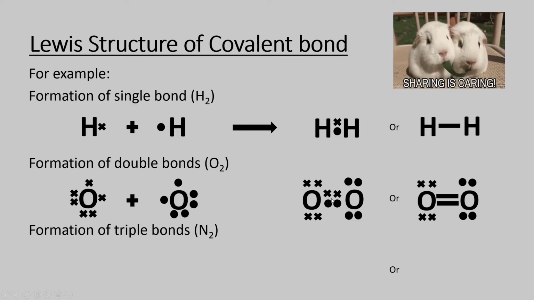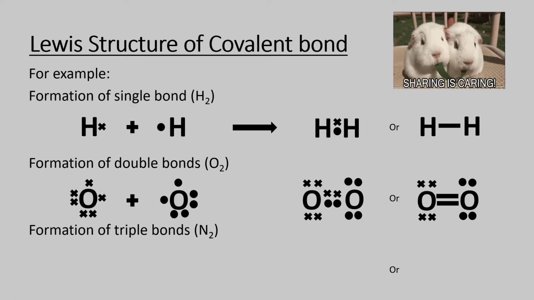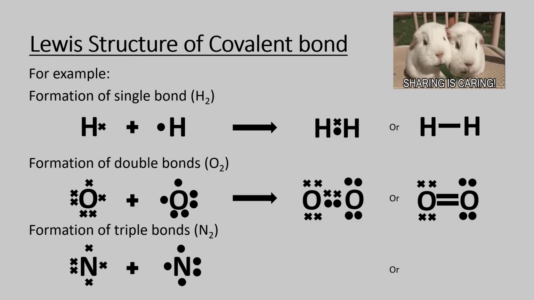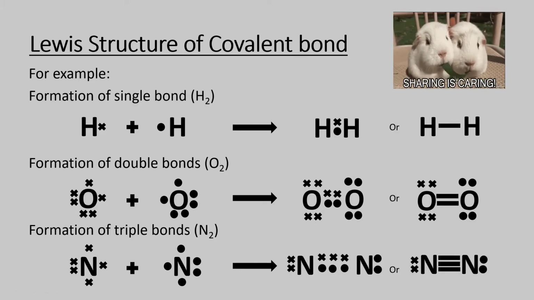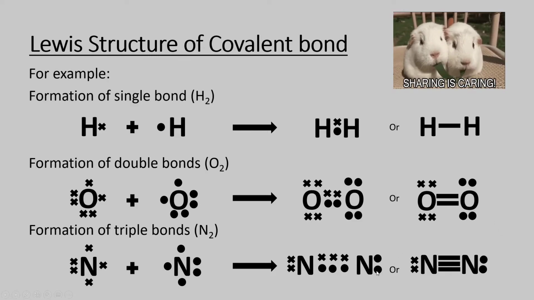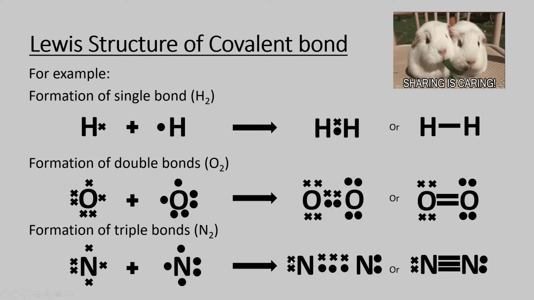For a triple bond, take nitrogen gas. Nitrogen is in group 15, so it has 5 valence electrons. They also want to become an octet, so what happens is they share 3 electrons. But how does this become an octet, even though you see only 1, 2, 3, 4, just 4 dots? It doesn't make any sense, right?